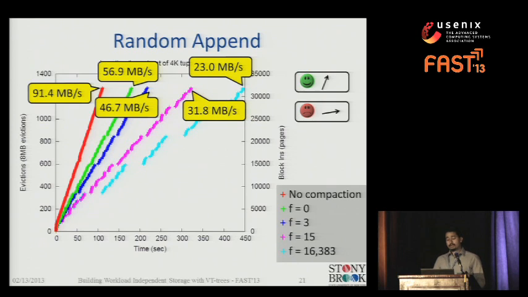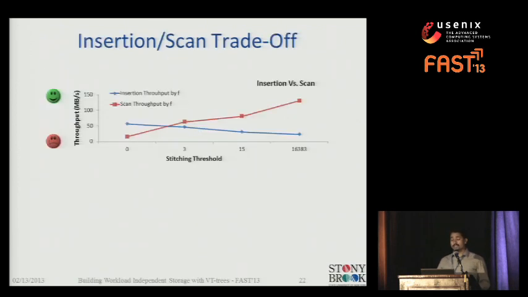And then the other configurations with varying stitching threshold, one being 16 KB, 4 blocks, the other being 64 KB, 16 blocks, would give you a throughput between LFS and LSM-tree. As you could see, with increasing stitching threshold, your insertion throughput goes down, but this buys you scan throughput. So let's see what that looks like.